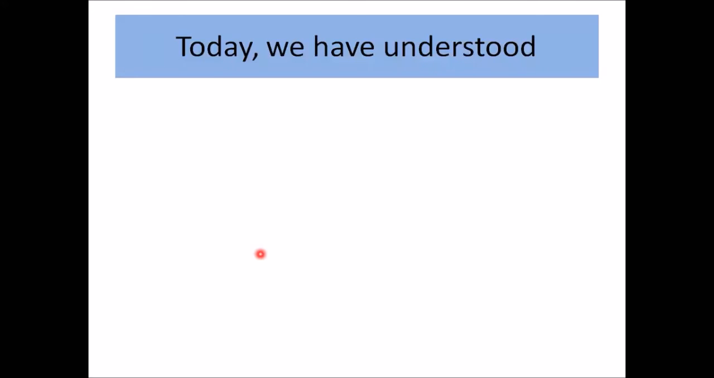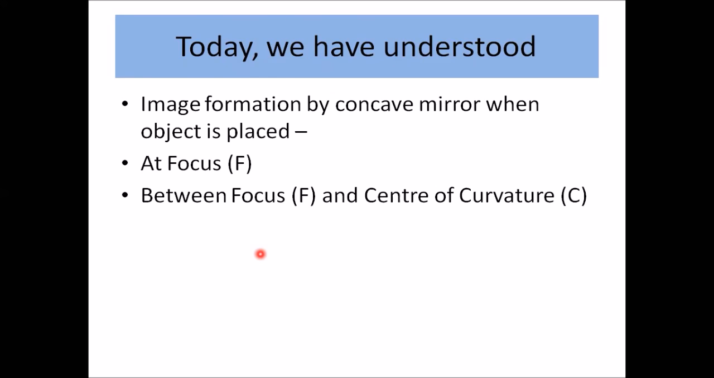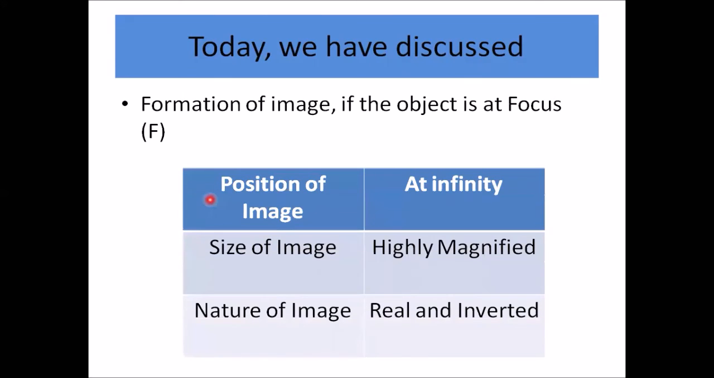So what have we understood today? We have understood two things: image formation by a concave mirror when the object is placed at focus, and between focus and center of curvature. For the first, at focus, the analysis of the image: the position of the image was at infinity, the size of the image was highly magnified, and the nature of the image was real and inverted.